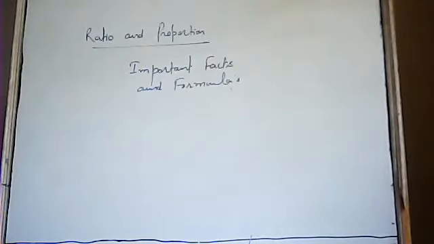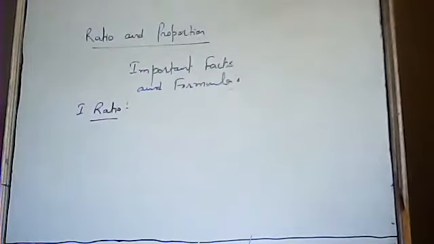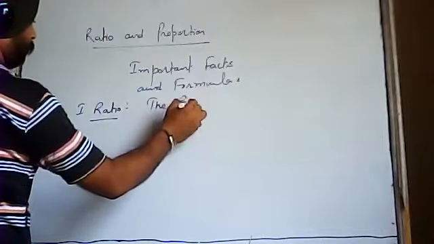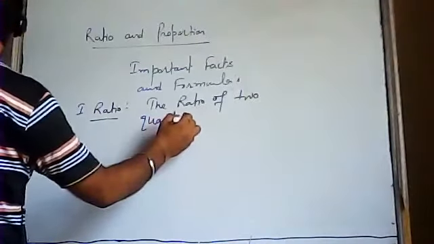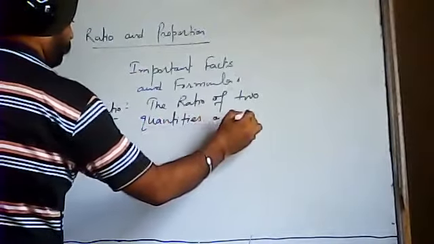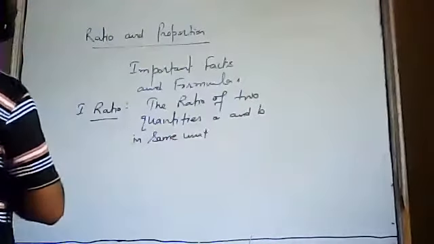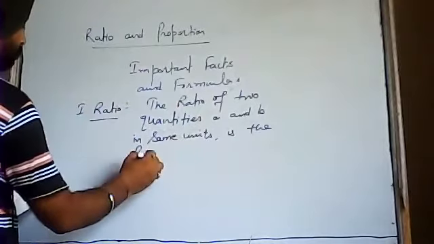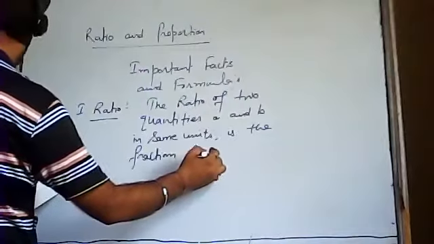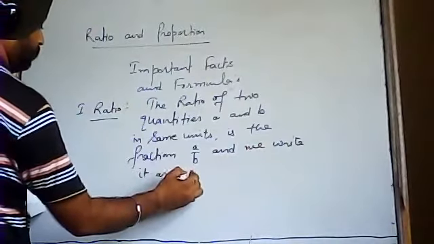So write down first, ratio. The ratio of two quantities A and B in the same unit is the fraction A over B, and we write it as A ratio B.